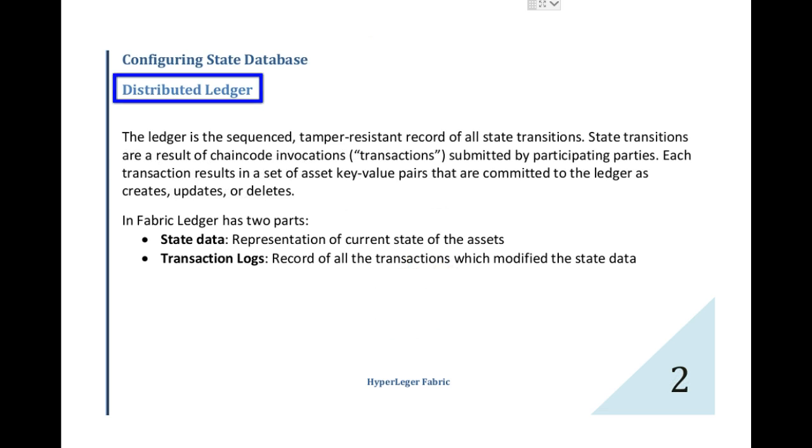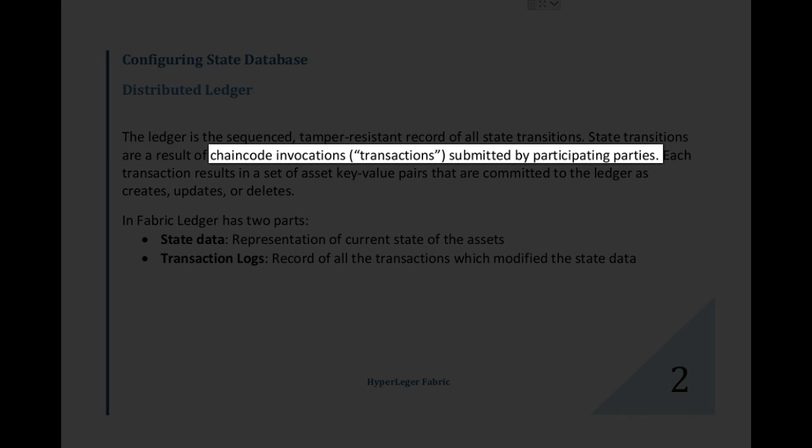with Hyperledger Fabric. Distributed ledger. Ledger is the actual blockchain. Ledger is used to store all the blocks in a serialized way. Each block can consist of more than one transaction. In Hyperledger Fabric, transactions are the result of chain code invocation submitted by participating parties.